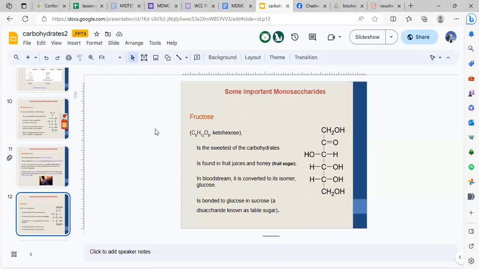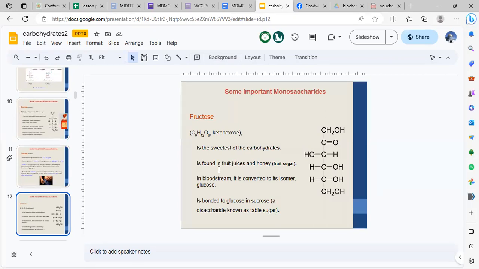Okay, another important monosaccharide is fructose. It's the sweetest of the carbohydrates. Notice that the C double bond O is found in the second carbon. It's the sweetest of all the carbohydrates. It's found in fruits, fruit juices, and honey.